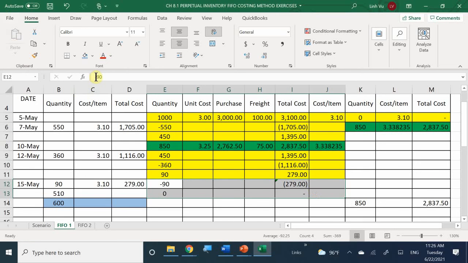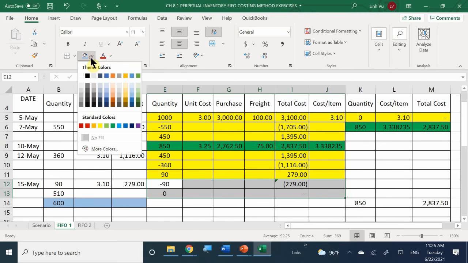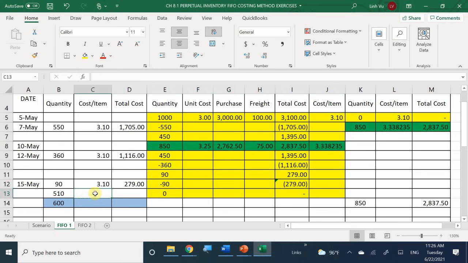All I have left is my green batch. So then I need to calculate the remaining balance of 510 units that I sold from the green batch. In this case, what is my cost per item for my green batch?